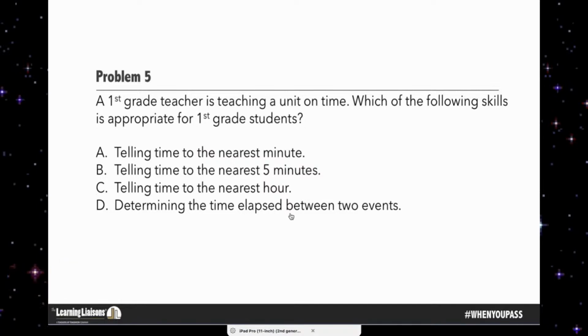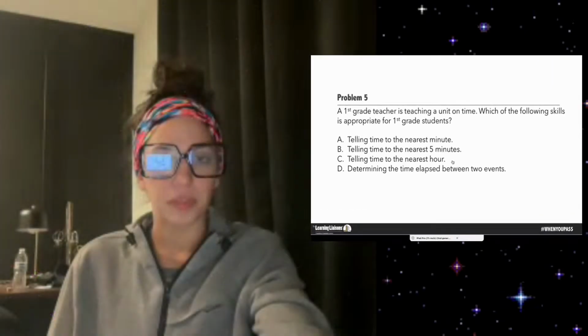A first grade teacher is teaching a unit on time. Which of the following skills is appropriate for first grade students? Telling time to the nearest minute, telling time to the nearest 5 minutes, telling time to the nearest hour, determining the elapsed time between 2 events.